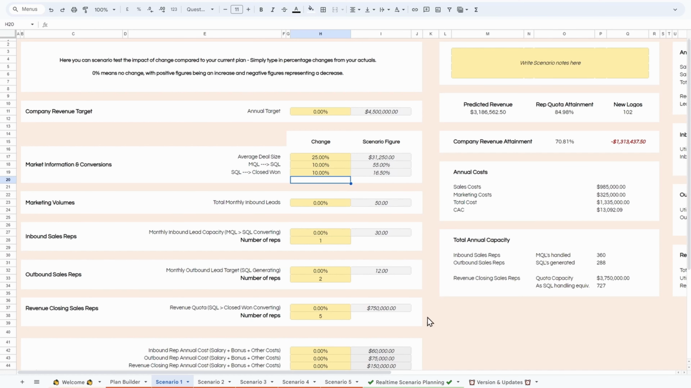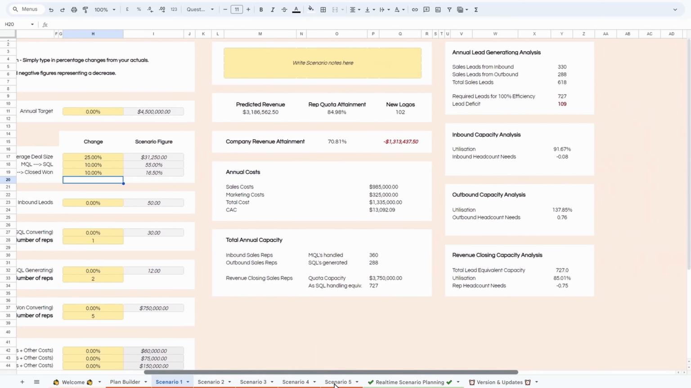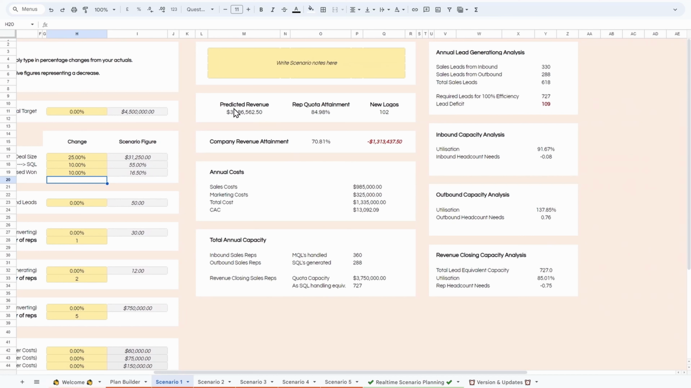You can make any of the changes here, and it breaks down the overview of what needs to change. My predicted revenue is at the top with my rep quota attainment. My company revenue attainment is beneath it. And then I've got annual costs and an overall CAC based on the new logos. I can see with my annual capacity how many MQLs are being handled and how many SQLs are being generated.